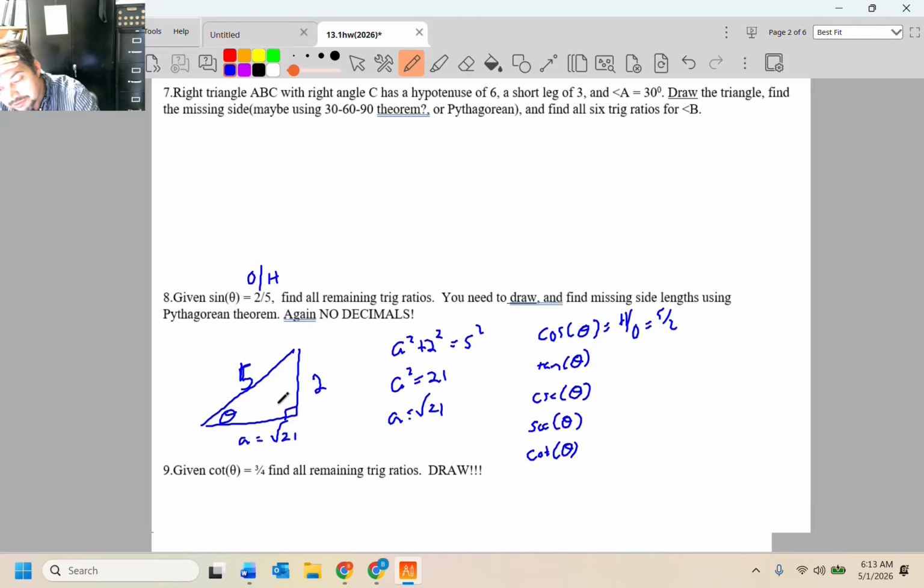Tangent is opposite over adjacent. This one's going to need some cleanup work. That's 2/√21. So we multiply numerator and the denominator by √21, and we get 2√21 sitting pretty over 21 because √21 times √21 is 21.